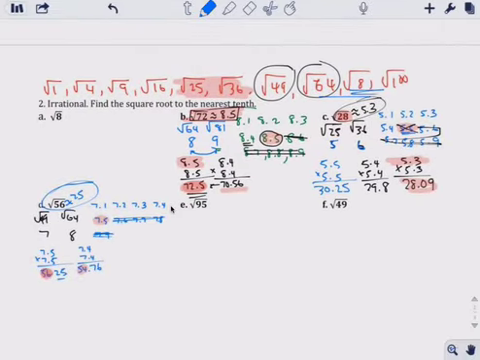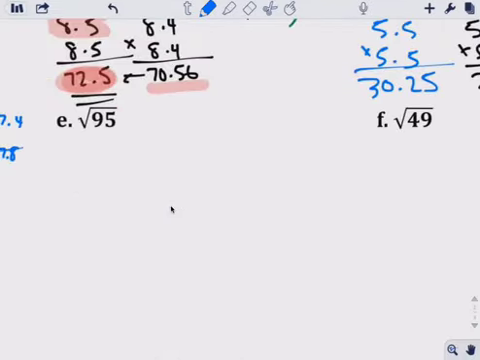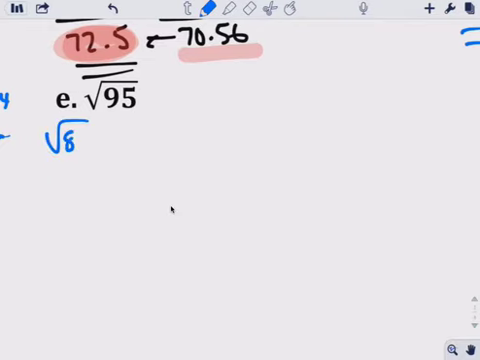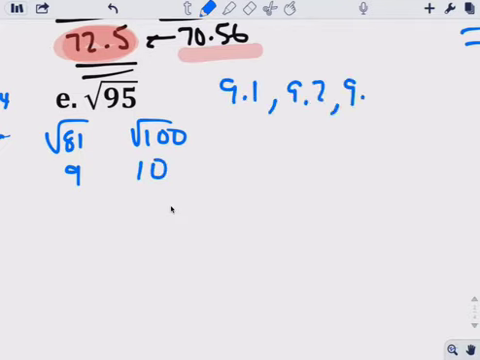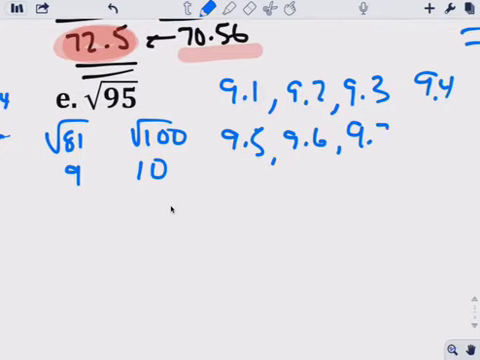95 is close to 81 and 100. So it's close to 81 and 100. So it's between 9 and 10. 9.1, 9.2, 9.3, 9.4, 9.5, 9.6, 9.7, 9.8, and 9.9.